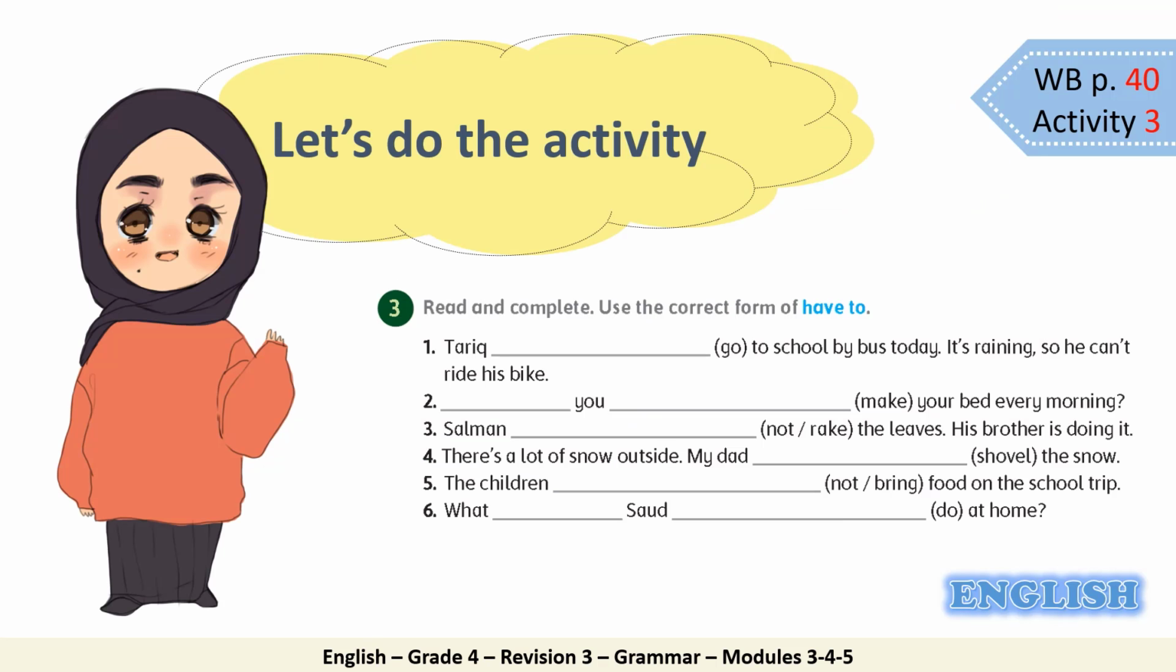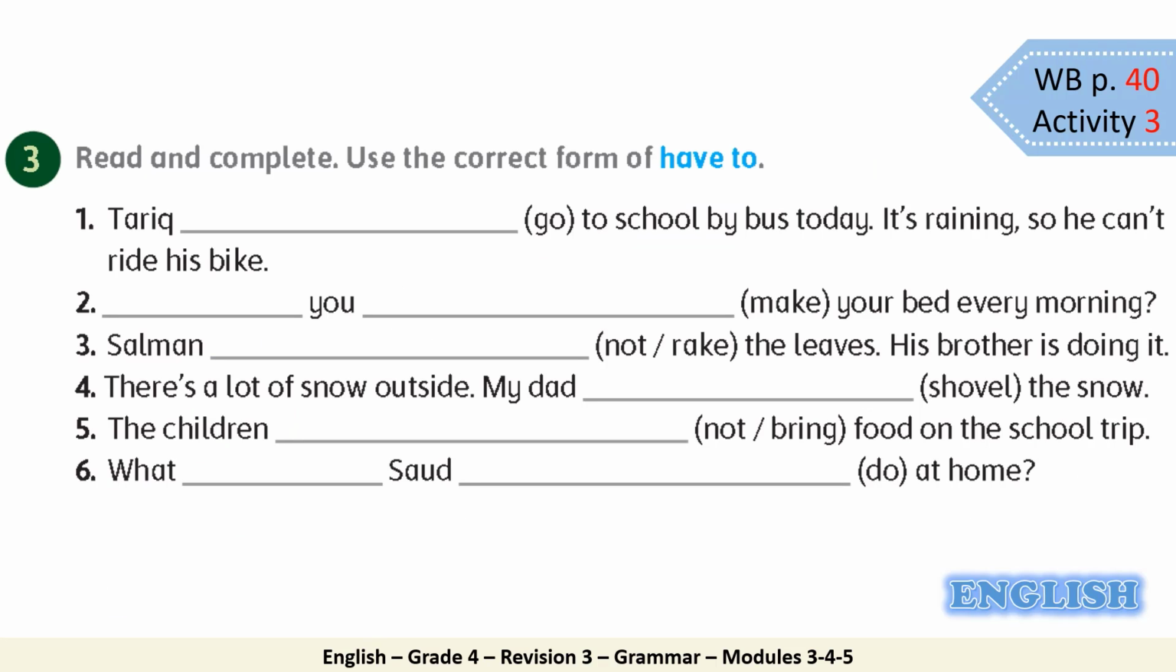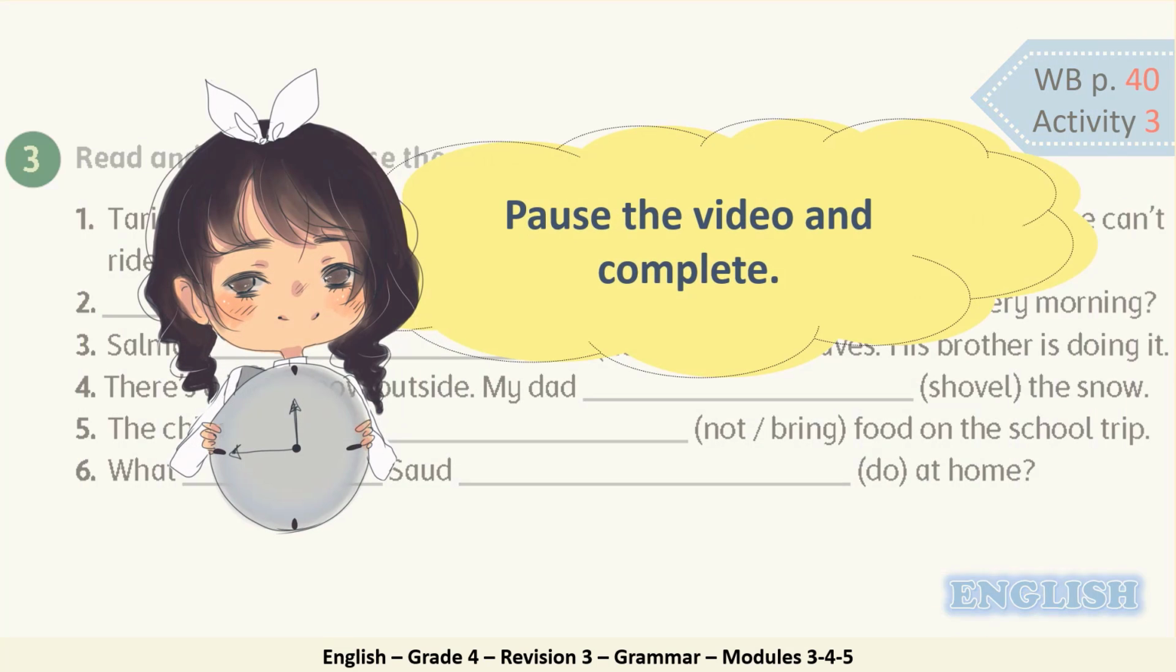Please open your workbook on page 40, Activity 3. Let's do this activity together. Activity 3. Read and complete. Use the correct form of have to. Number 1. Tariq. We have the verb go to school by bus today. It's raining, so he can't ride his bike. We would say, Tariq has to go to school by bus today. It's raining, so he can't ride his bike. Now pause the video and complete.